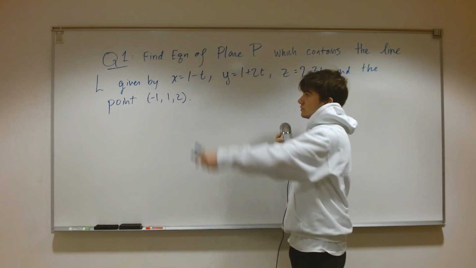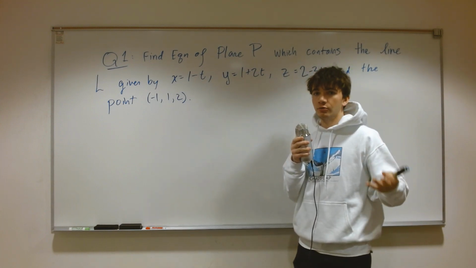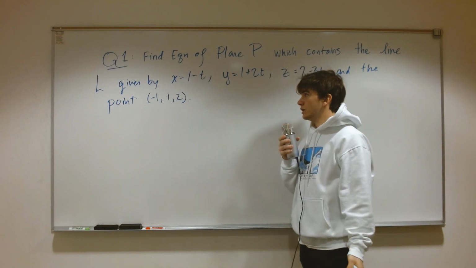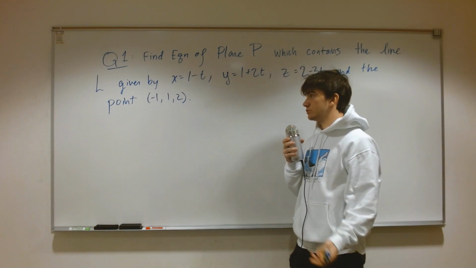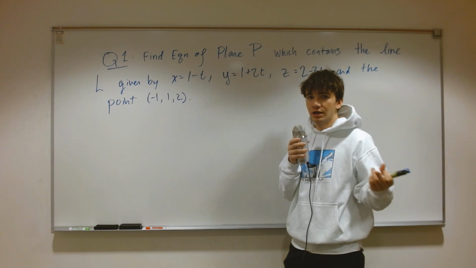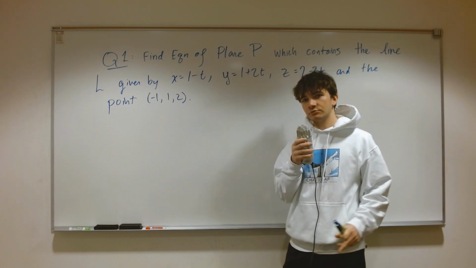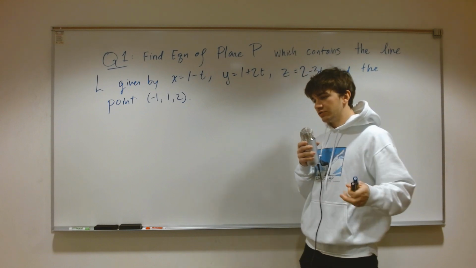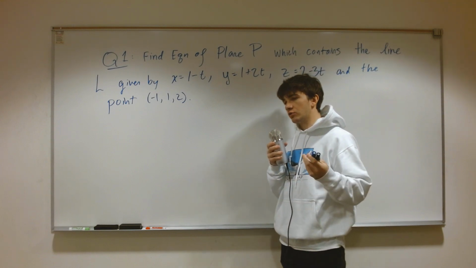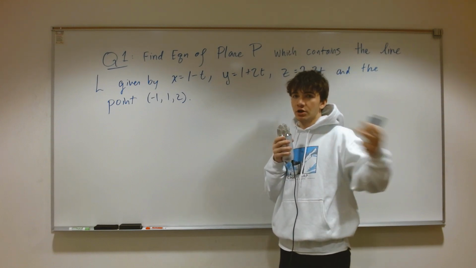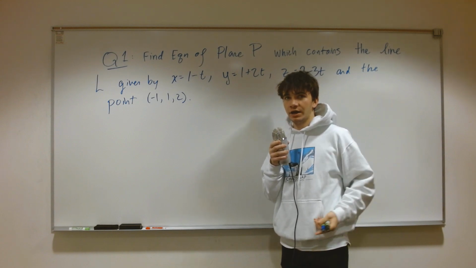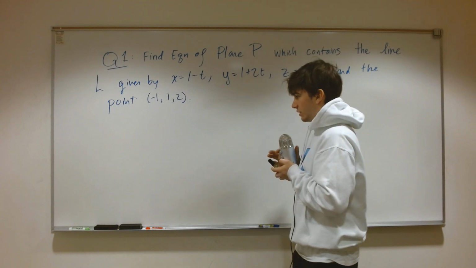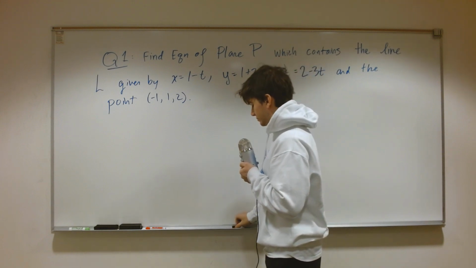Okay, so the strategy I'm going to use to solve this is basically I'm going to use this line to find two other points on the plane besides this one. And then essentially I'm going to solve for two vectors that lie within the plane and take the cross product of those two vectors to get a normal vector to the plane. And then I'm going to use the idea that the normal vector dot product with an arbitrary vector in the plane has to be 0. So let me kind of sketch out how I'm going to attack this problem first.